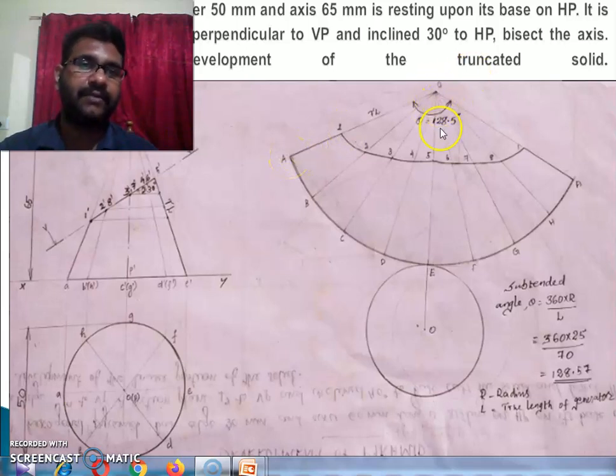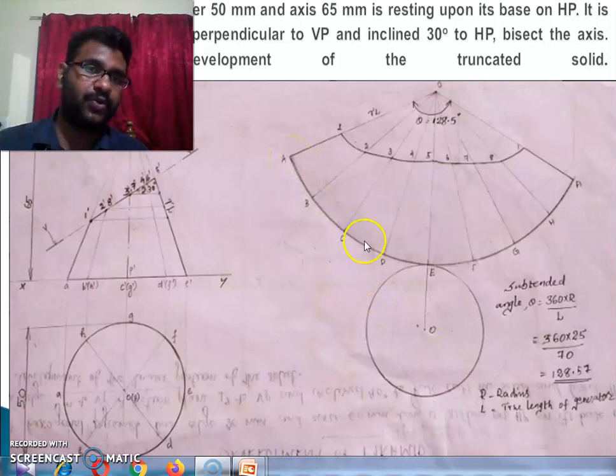When we draw the development, first we have to find the angle theta. That angle is called the subtended angle, which is equal to 360 times R by L, where R is the radius of the base circle and L is the true length of the generator. So measure the true length of the generator, substitute in this equation and find this angle. Then draw the line OA inclined at an angle theta to the first line OA, the final line at angle theta.